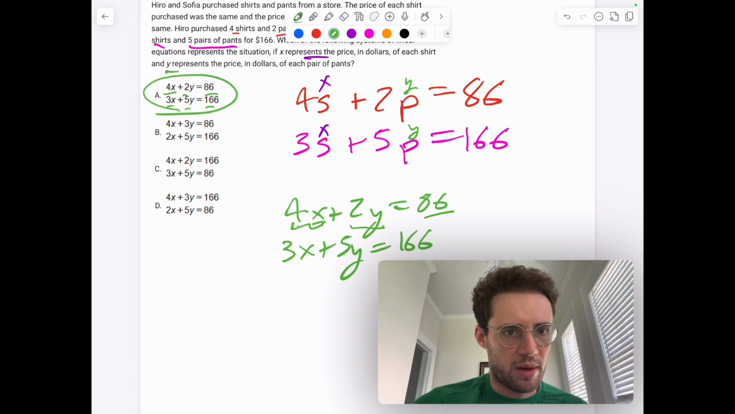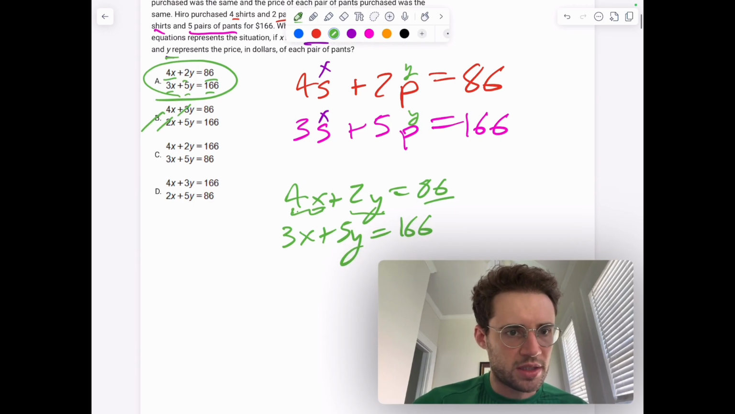If we want to rule out the others, they switched the 3 and the 2 here. That's why that one's wrong. They switched the 3 and the 2 here as well, and they switched the prices. And then here they just switched the prices.